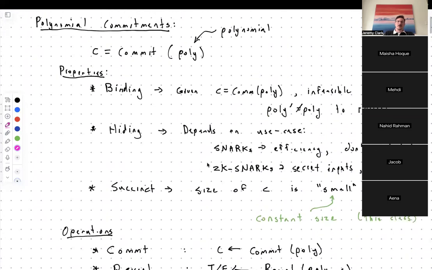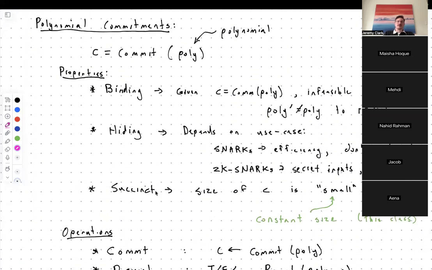The last thing we want is for the commitment to be succinct. So what I want is for C to be short, and in particular, I want it to be short regardless of how big the polynomial is. Even if the polynomial is 10,000 or 10 million coefficients long, it might take megabytes just to write down the polynomial. I want a short commitment to it. I would just want a couple bytes that describe what the polynomial is. So we call that succinct.